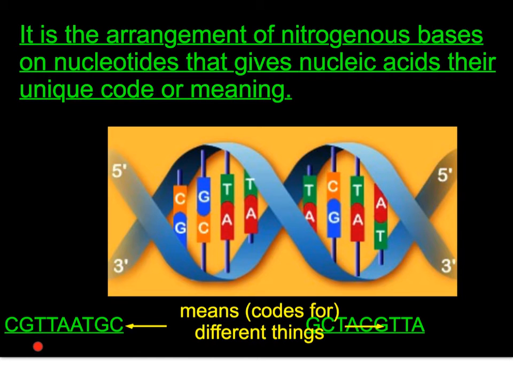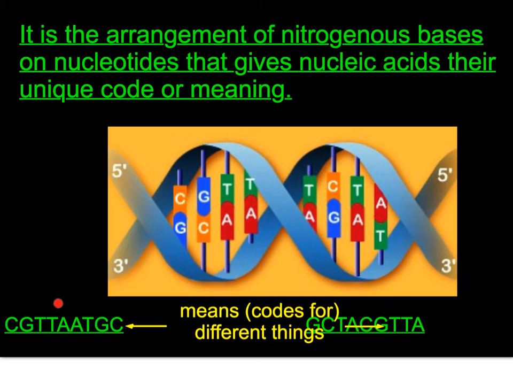So G, T, T, A, T, G, C codes for something. And it codes for something different than G, C, T, A, C, G, T, T, A. And what's really profound is that the code that's been deciphered by scientists is universal, meaning that this sequence means something, and it doesn't matter if I pull that sequence out of a human cell or a plant cell or a bacterial cell.